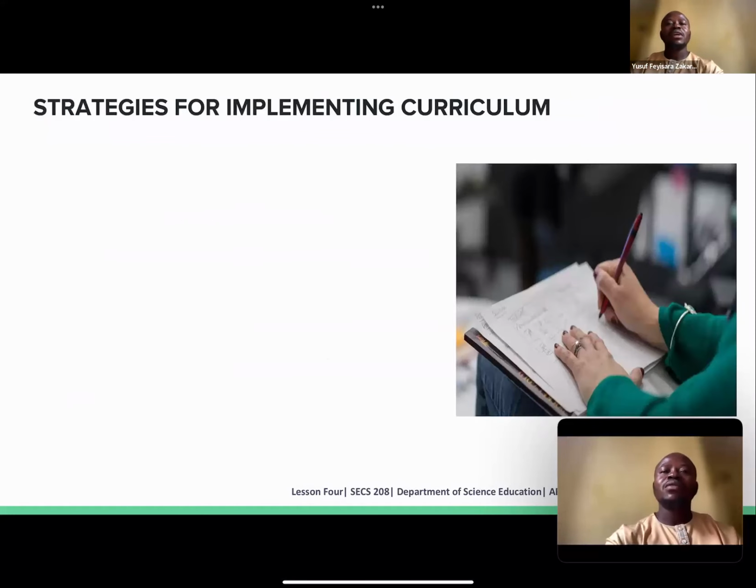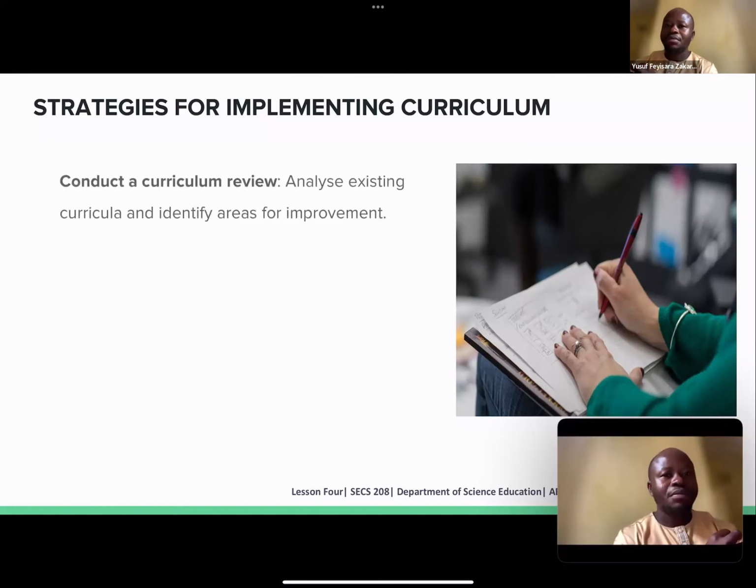So the last aspect of our lesson today is on the strategies for implementing the curriculum. After this, I will stop, we interact a little bit, and then we call it a day. So what about the strategies for implementing curriculum? We have learned about how to develop the curriculum. We have learned about the curriculum components. And the last aspect is what are the strategies we can use to implement our curriculum?